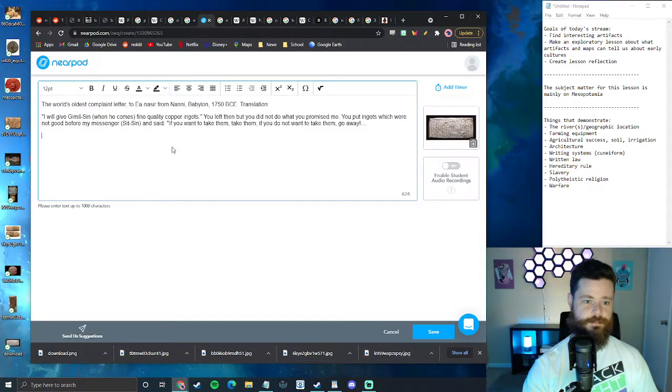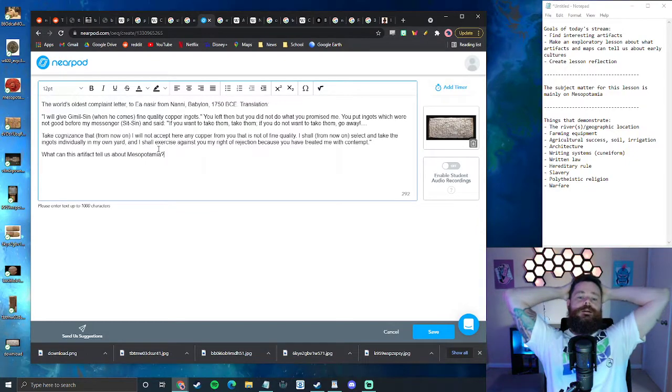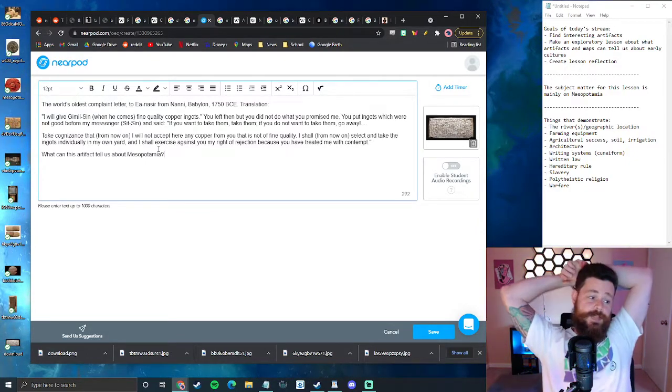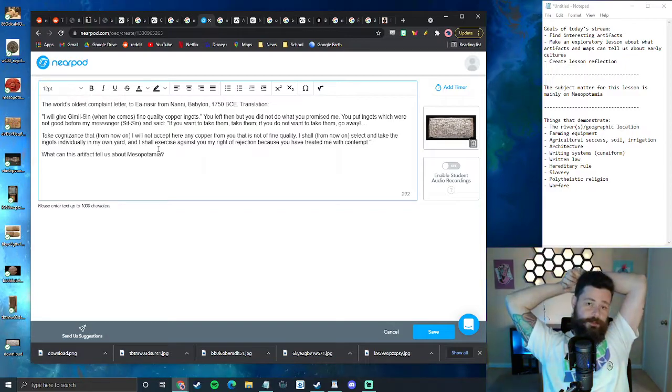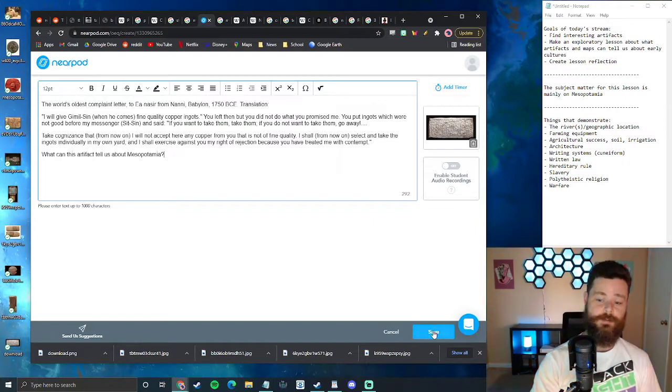I mean, it's just showing that he's kind of angry. What can this artifact tell us? Okay, so I think this can tell us that they used copper as some sort of trade good, that there were people who traded in copper, and also that the quality of copper was important. So there's a lot that students could take away from this one, even if it doesn't include the entire text.